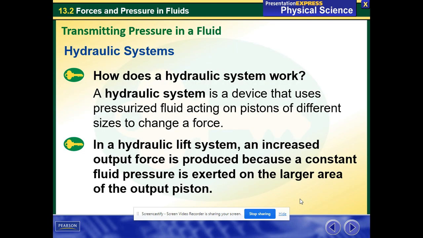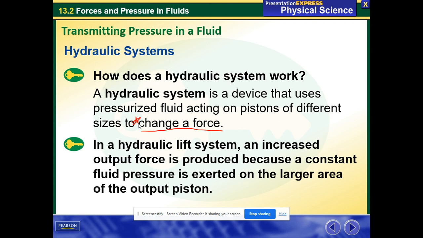So with that principle is the idea of hydraulic systems. And so our key question asks, how does a hydraulic system work? First, you kind of have to understand what exactly is a hydraulic system. It is defined as a device that uses pressurized fluid. So here we're talking about fluid and pressure, and it acts on something called a piston. And the whole point of this is to change the size of a force. So here we want to change the size of a force.